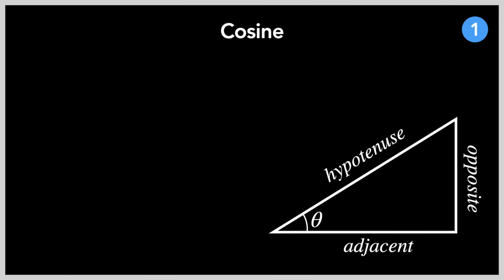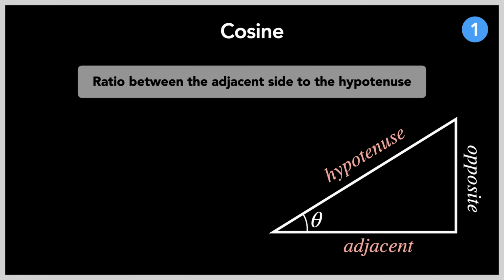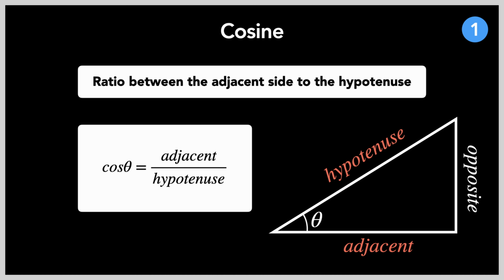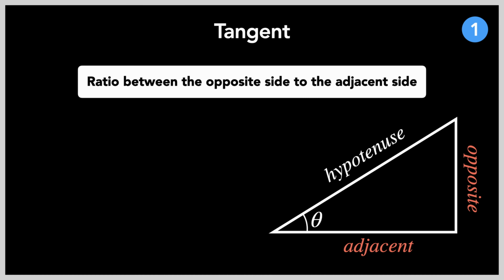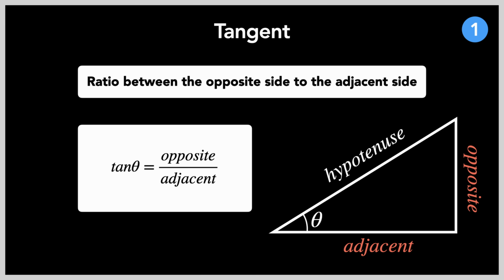The second function, cosine, is the ratio between a triangle's adjacent side to its hypotenuse. This provides that the cosine of theta is equal to the length of the adjacent side over the hypotenuse. Tangent, no different from the rest, is the ratio between a triangle's opposite side to its adjacent side. This means that the tangent of theta is always equal to the opposite side over the adjacent side.